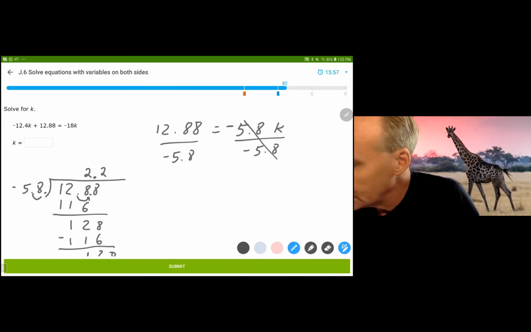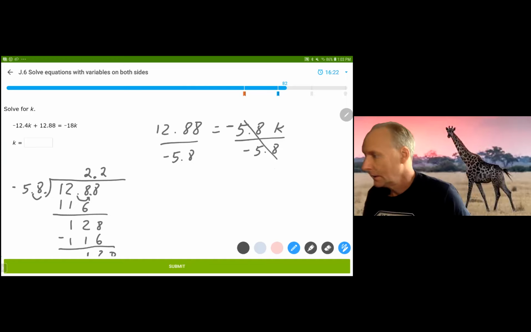Let's see. No, it's correct. That's negative 5.8, all right. Yeah, it's fine so far. Don't have enough space though. Let's see. I've got 116 is going to give me 4. Looks like it's a pretty ugly decimal. I'm going to grab my calculator and see.